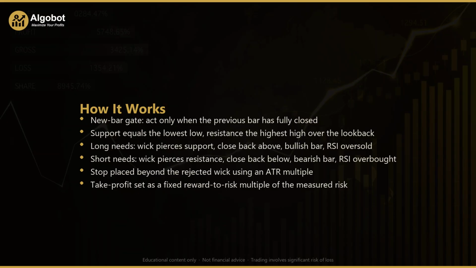Risk is handled the same way on both sides. For a long, the stop loss is placed below the rejected wick or the support level, whichever is lower, pushed a little further out by an ATR multiple, half an ATR by default. The distance from entry to that stop becomes the measured risk. The take profit is then set as a fixed multiple of that risk, with a default reward ratio of 1.8. The short side simply flips this above resistance. Every trade, therefore, carries a defined stop and a defined target from the moment it opens.